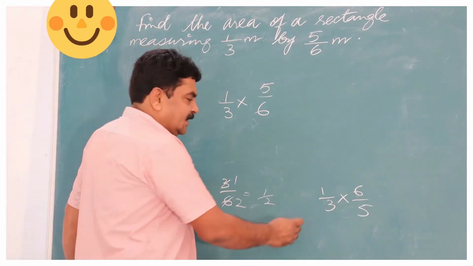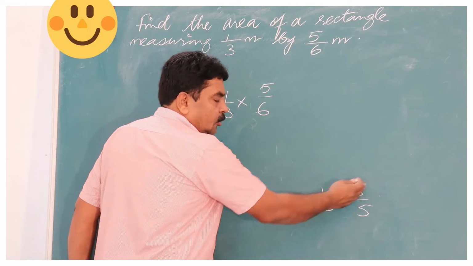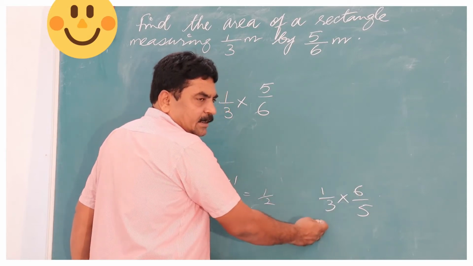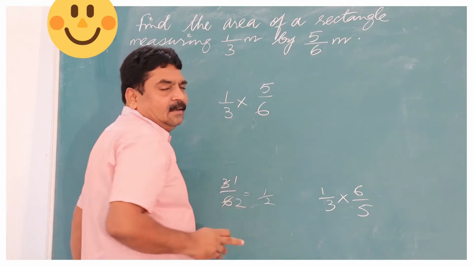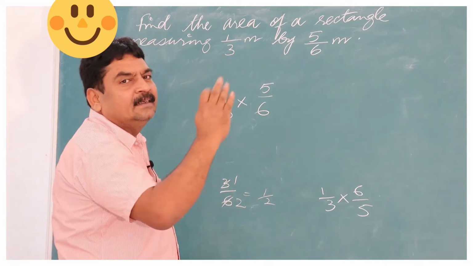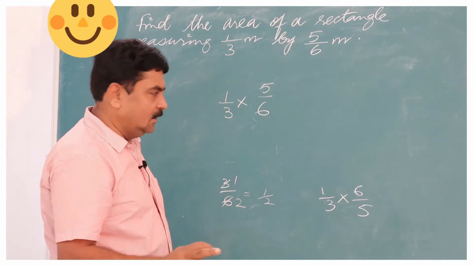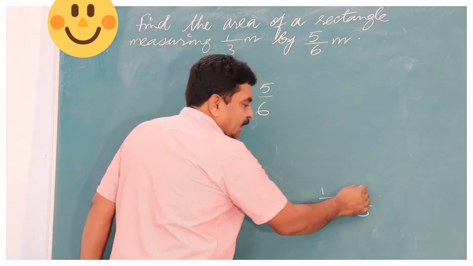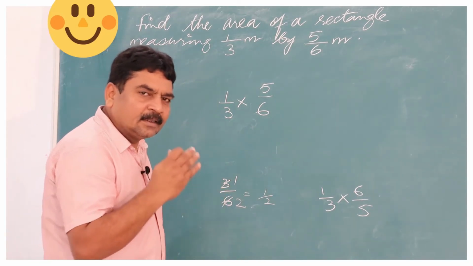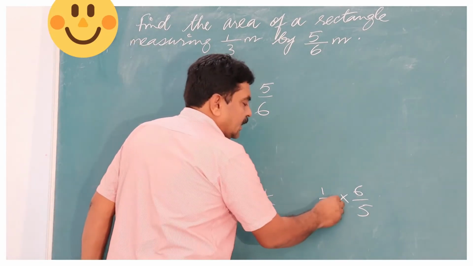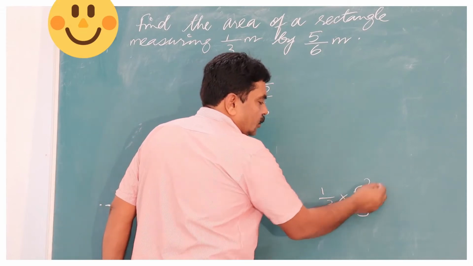You can cancel between a numerator and a denominator here, but you should not cancel both the denominators or both the numerators. You should not cancel it. Only when it is in the form of numerator and denominator can you easily cancel. 3 one time, 3 two times.